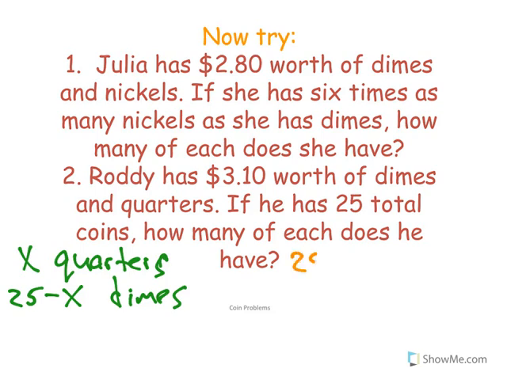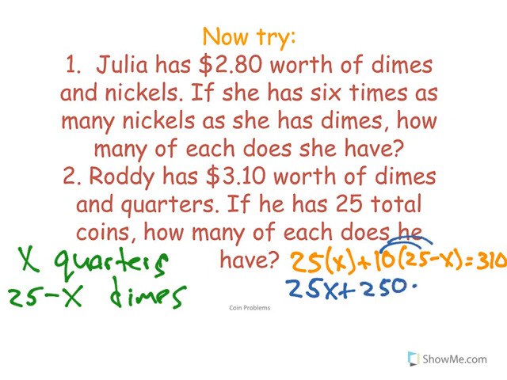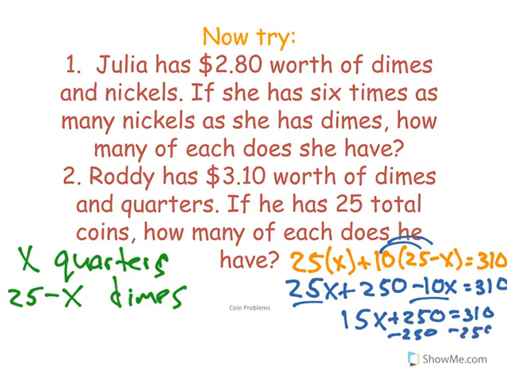So I've got x quarters that are worth 25 cents each. I've got 25 minus x dimes, that's worth 10 cents each, and altogether I have 310 cents. So let's distribute. That's 25x plus 250 minus 10x equals 310. 25x minus 10x is 15x, plus 250 equals 310. So I get 15x equals 60. Divide both sides by 15, and I get x is 4.